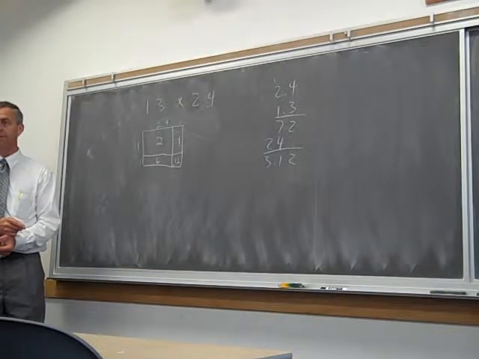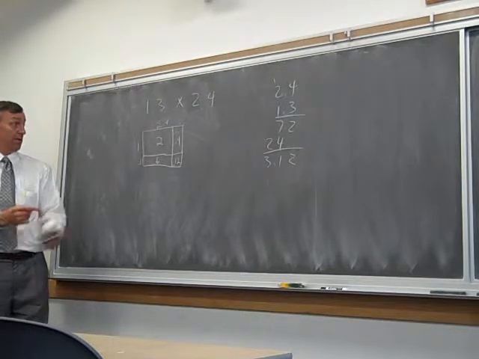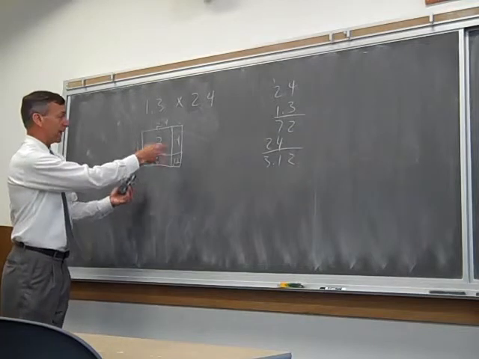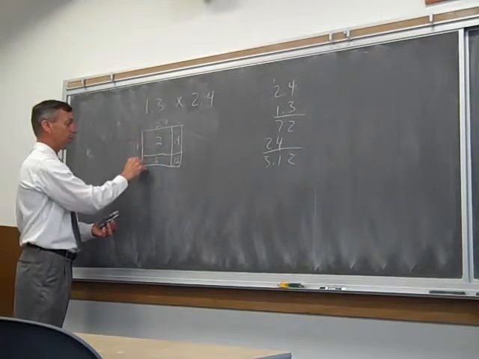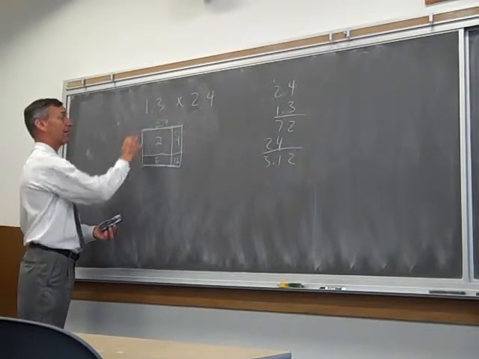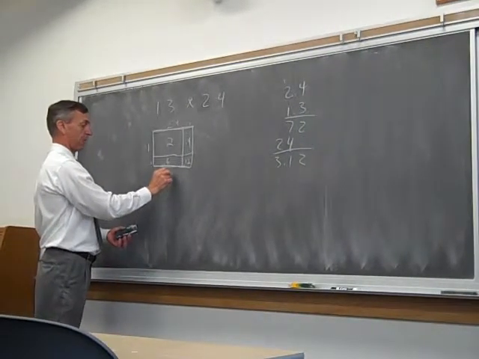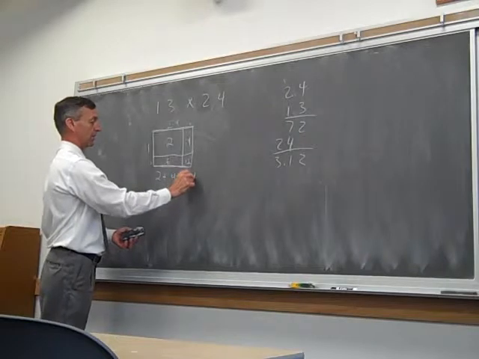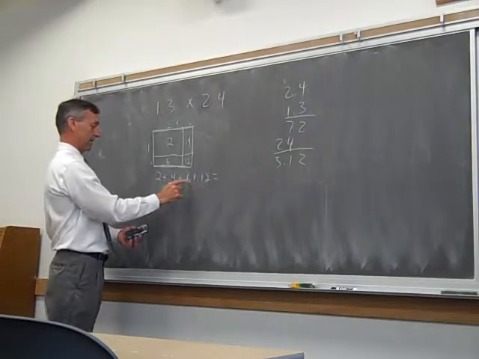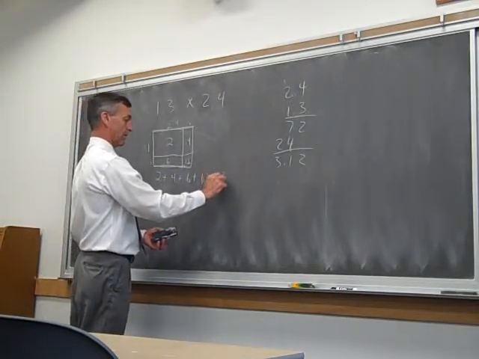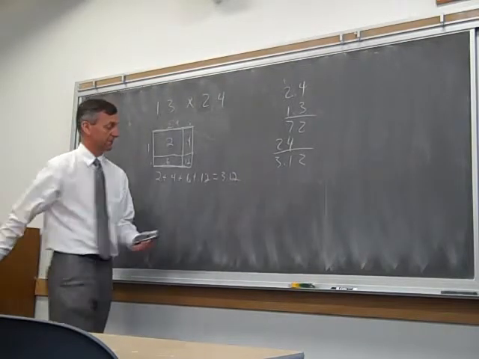But using the blocks is difficult. But this will work. Now what do we do? Add it all together, right? Because this whole rectangle is our area we want. So we've got 2 plus 0.4 plus 0.6 plus 0.12 gives us 3.12, which is, right?